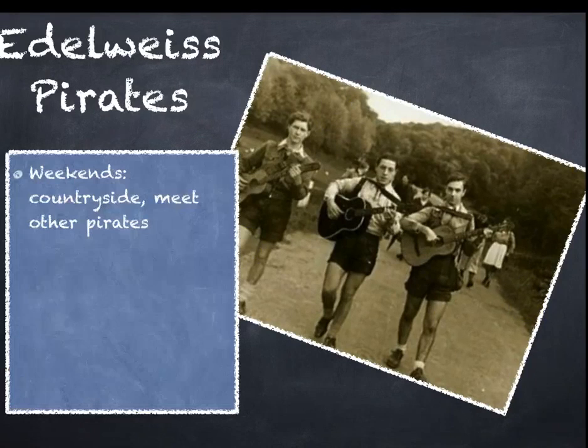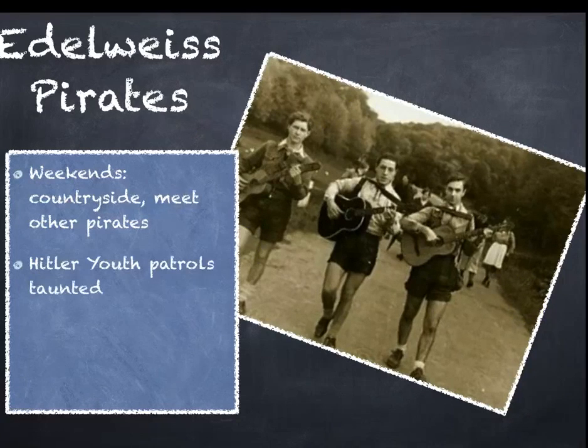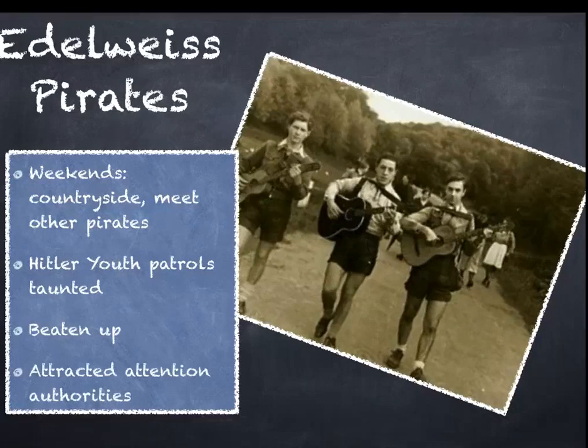So on the weekends, similar activities actually to the Hitler Youth in many ways. They'd go for walks in the countryside, play music, meet up with other pirate groups. But they were definitely against the authoritarianism, the adult-imposed authoritarianism of the Hitler Youth. Hitler Youth patrols were taunted, they were teased, insults would be called out, and sometimes even beaten up. Edelweiss pirates would harass and beat up Hitler Youth members.